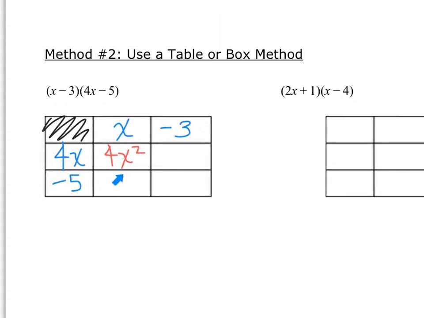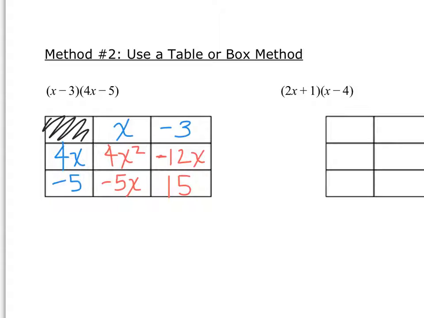And then again, x times negative 5 is negative 5x, because there's only one x there, right? Because negative 5 doesn't have an x, so there's only one x. All right, then again with negative 3. I have negative 3 times 4x, negative 12x. And finally, negative 3 times negative 5, positive 15. Beautiful.